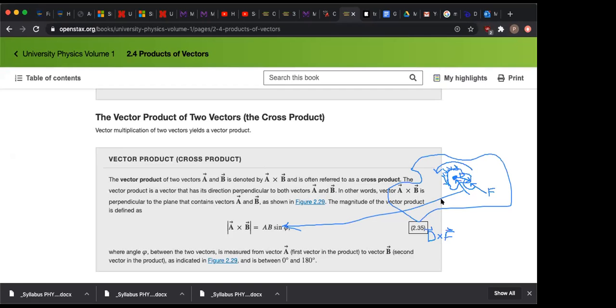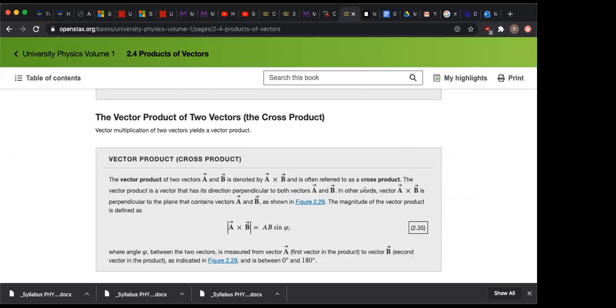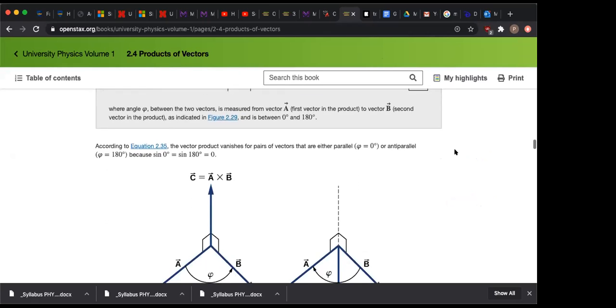But what you do know is that we use this thing called the right-hand rule. The right-hand rule says that you stick your hand in the direction of the first vector in the cross product, like a karate chop.